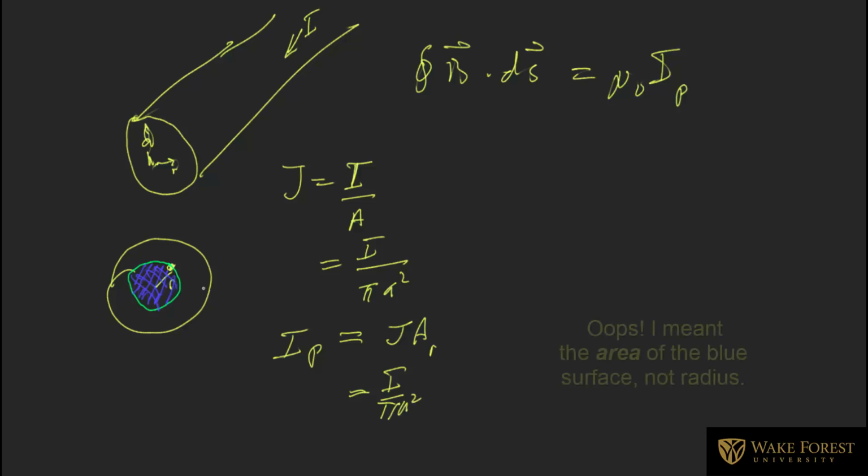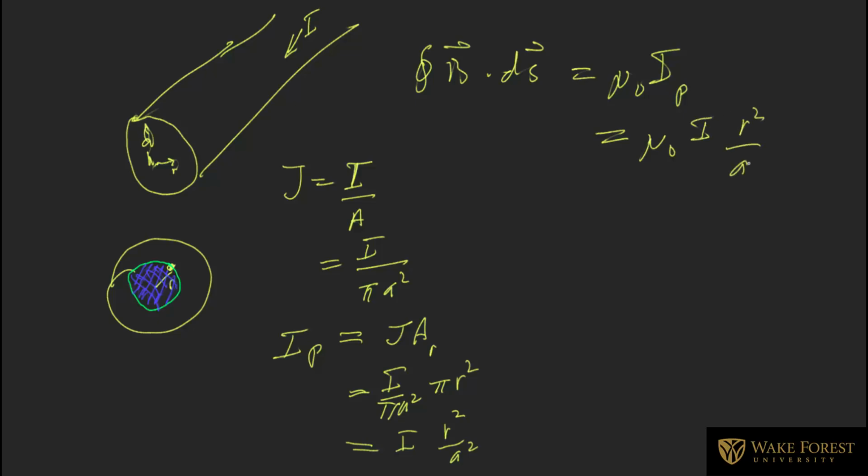The area of that blue surface is pi r squared, and so that then just gives me I times r squared over a squared. I guess that should have been obvious to us. The fraction of the current going through the inner circle is just the same fraction as the fraction of the area that the inner circle represents of the total wire cross section. So we can plug this back into our expression up there: mu naught times I r squared over a squared.